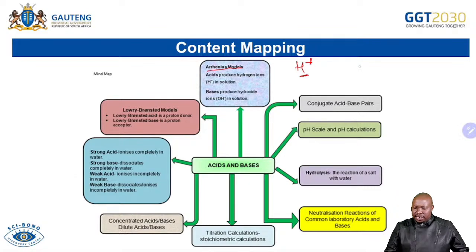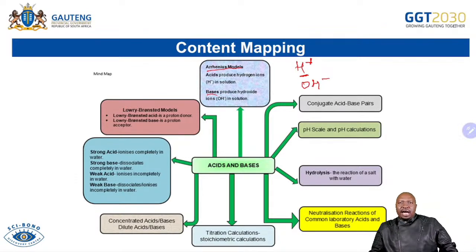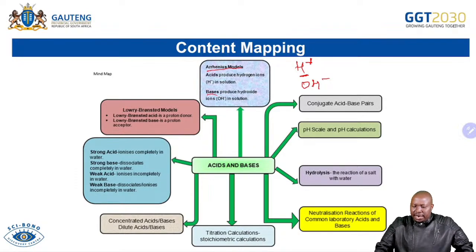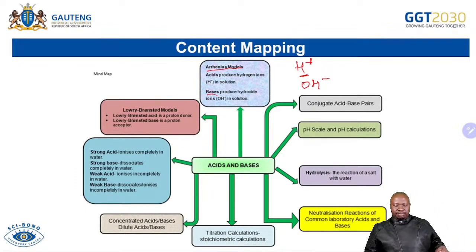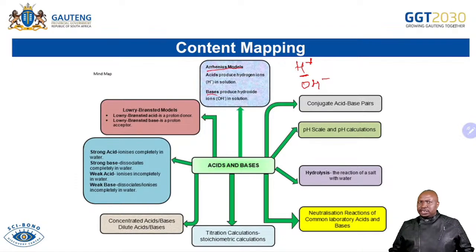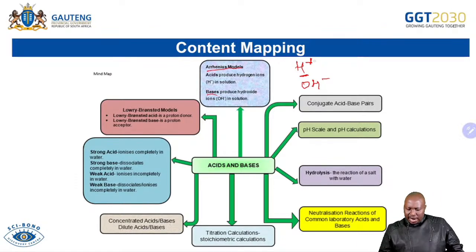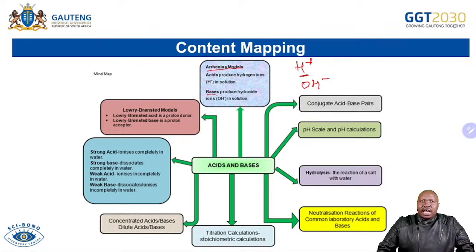And he defined a base as a substance that produces hydroxide ion, OH minus, in aqueous solution. So when you put your base in water, it will produce OH minus. So these two are very much important. Remember, in your exam guideline, you can write hydrogen ion like that, or you can write it in full and say it produces hydronium ion, because remember that hydrogen ion can react with water and form hydronium ion. So you've got to have that understanding.